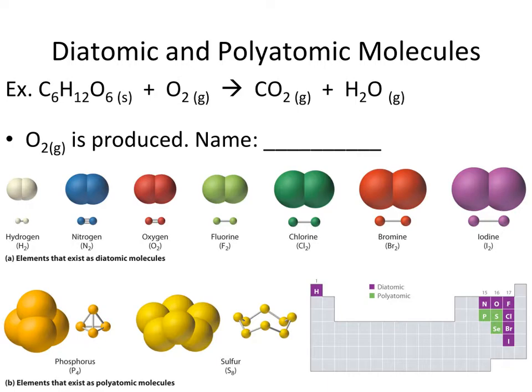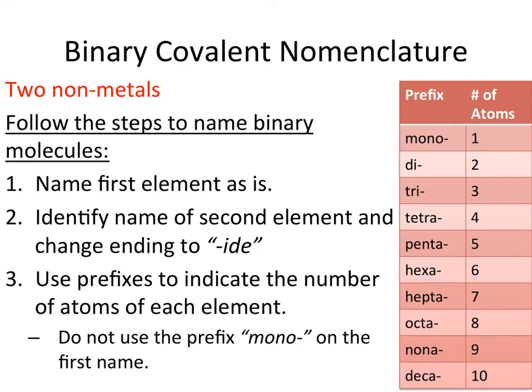Now, when oxygen is produced in this reaction, if you remember what this reaction is, that's cellular respiration. When we have O2 gas, it's simply named oxygen. So there's no dioxide or anything like that. It's just oxygen. So when it comes to naming, we have to follow these steps to name these binary molecules.